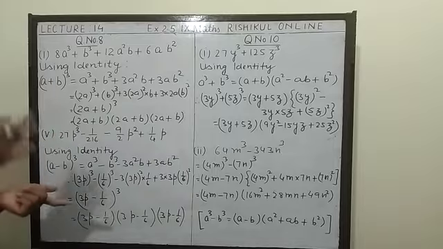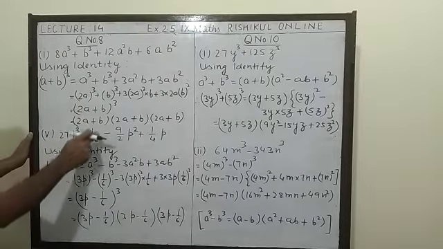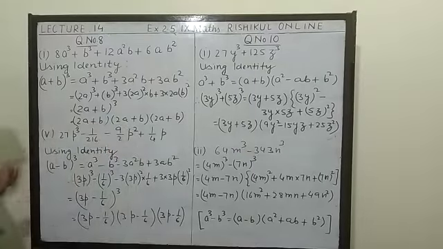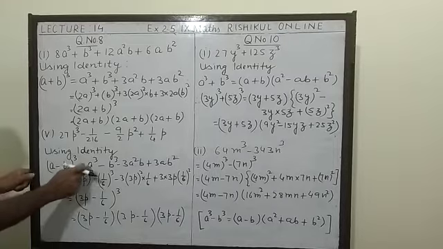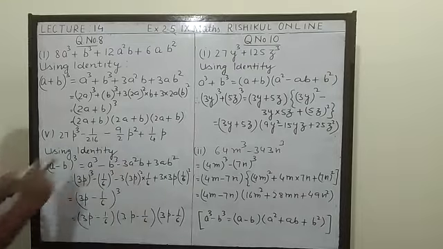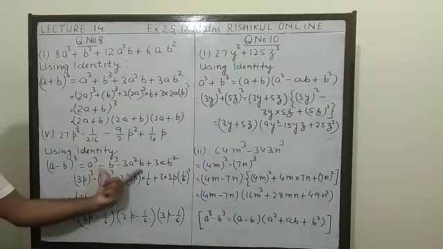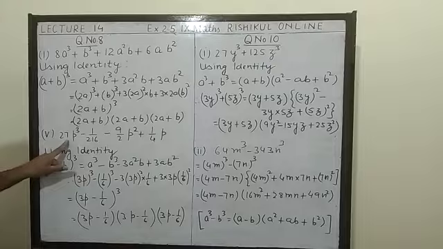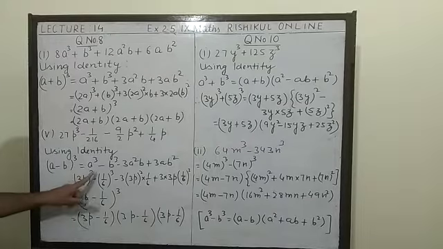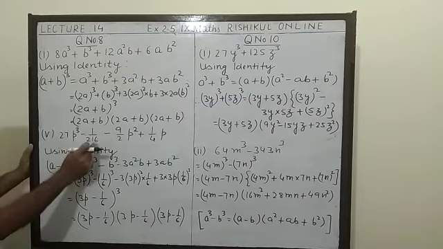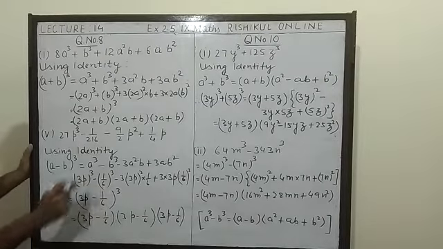It is clear? And same question, 27p cube minus 1 upon 216 minus 9 upon 2p square plus 1 upon 4p. So using this identity, (a minus b) whole cube equals a cube minus b cube minus 3a square b plus 3ab square. It is in the form of this. So you can write this in the form of this. This 27p cube, this you can write (3p) whole cube, minus b means this 1 upon 216. 216 is the cube of 6. So 1 upon 216 equals (1 upon 6) whole cube.